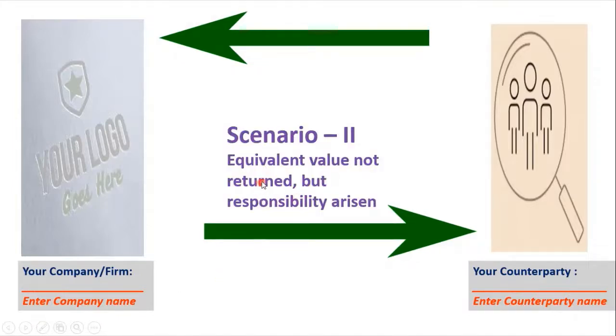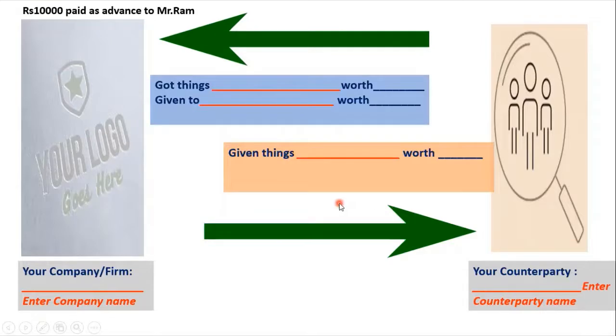But in some situations, we might not have received equivalent value, but we might have created some responsibility. Because if equivalent value is not being returned, then the counterparty will be responsible or we might be responsible to him. So that is the second situation.